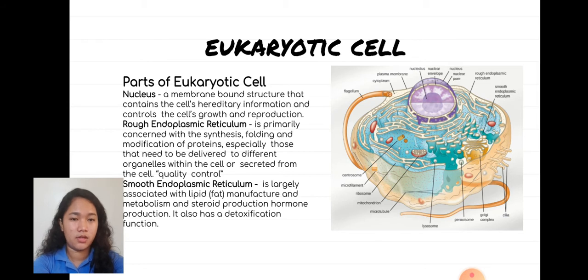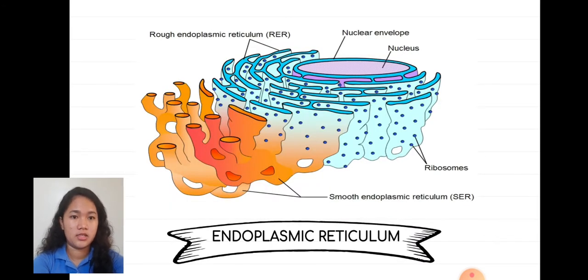Smooth endoplasmic reticulum is largely associated with lipid or fat manufacture and metabolism and steroid hormone production. It also has a detoxification function. This is the endoplasmic reticulum picture.